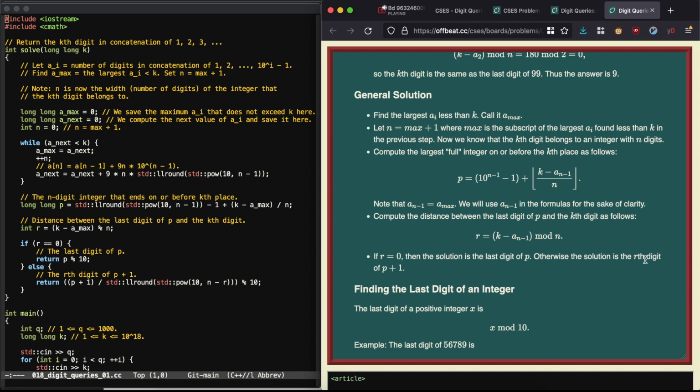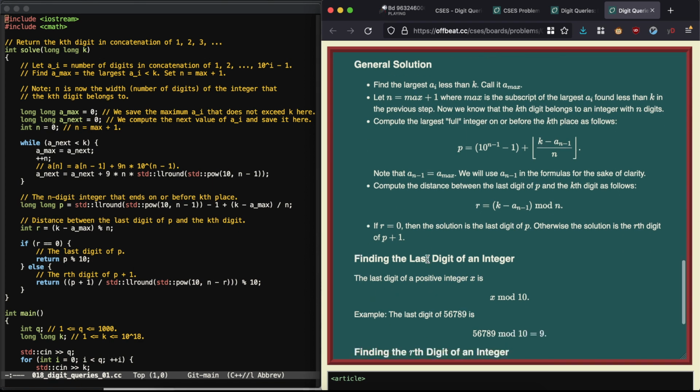Otherwise, the solution is the rth digit of p plus 1. This looks a little bit inelegant, but there's a way to clean it up. This is how I started writing the board, and it worked out like this. I'll show in a second, in a code example, how to clean this up and make one nice single formula for this. For now, we'll continue with this slightly inelegant solution.